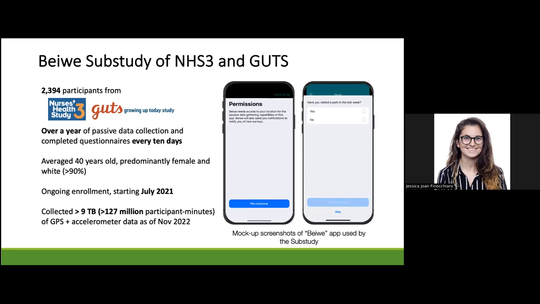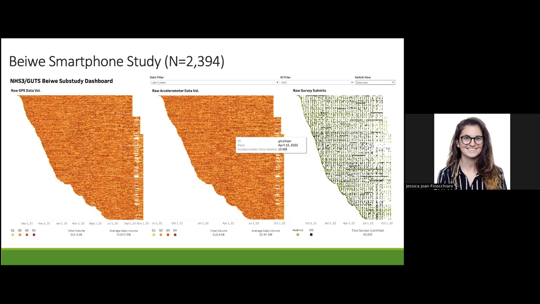But these participants are about 40 years old, predominantly female, white. We started this in 2021. Again, it's a rolling admission, so we're almost done. We've already collected about 9 terabytes of data. Most of that's accelerometry data, because the raw accelerometry data is really big, but a lot of data on these participants. And so I'll show you a little bit.